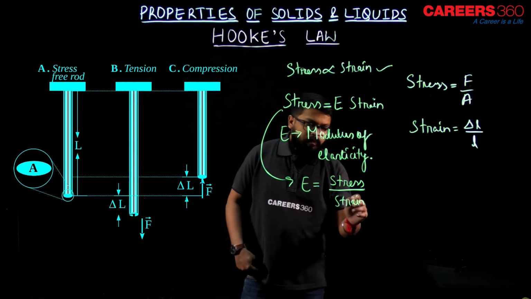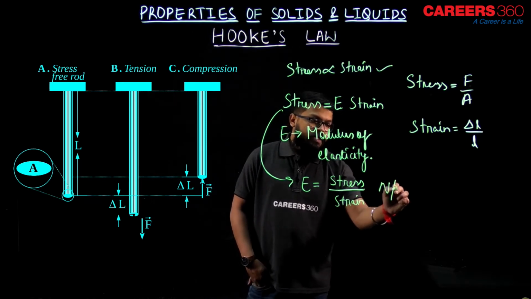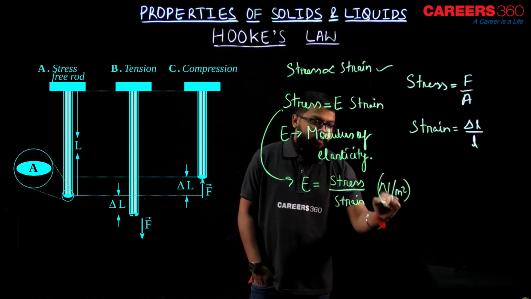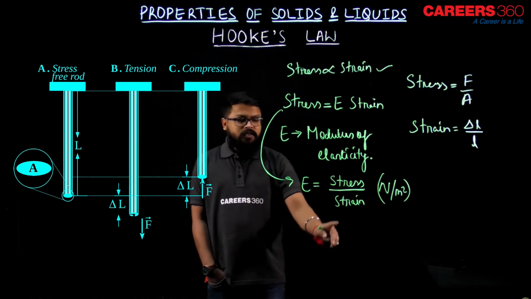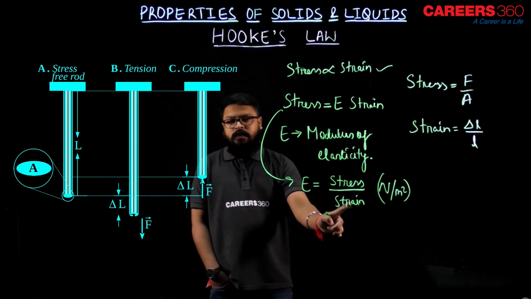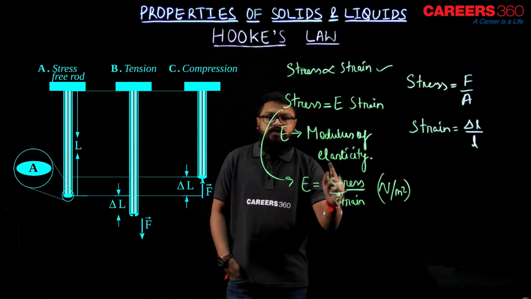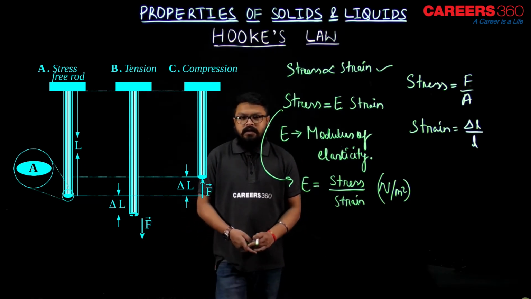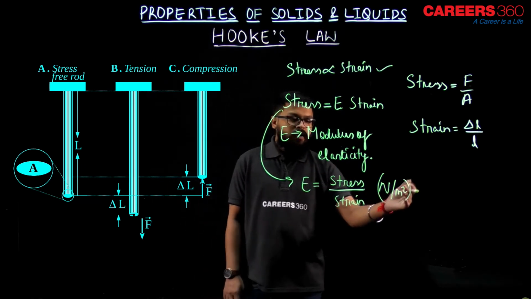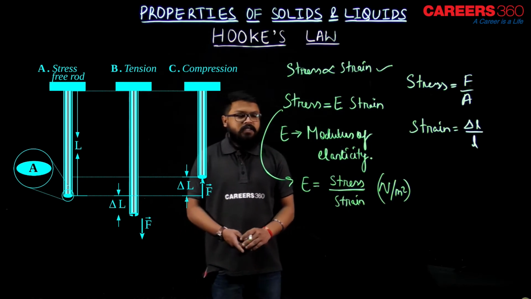Clear? And its unit would be Newton per meter square. Why? Because strain doesn't have any unit, it is unitless or dimensionless, and stress has the same unit as pressure, that is Newton per meter square or Pascal. I hope that is clear to you.